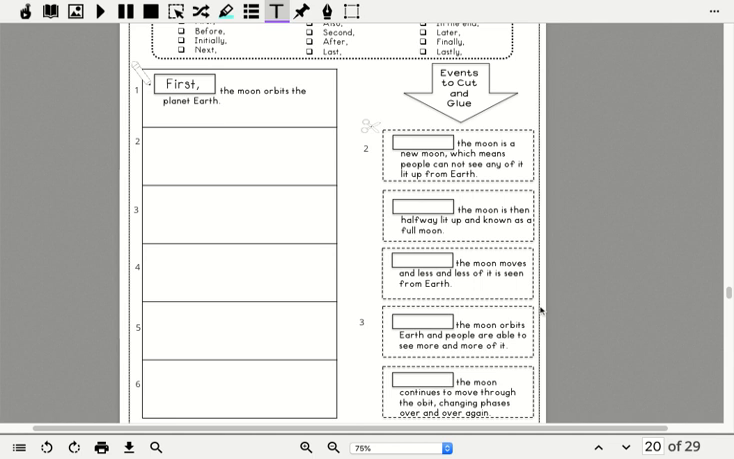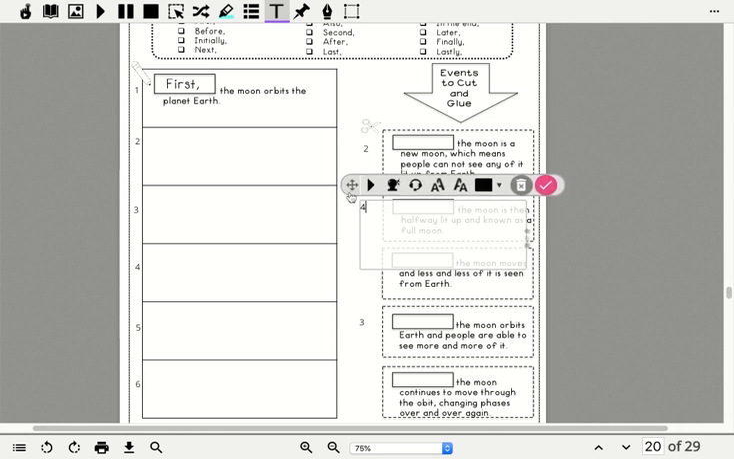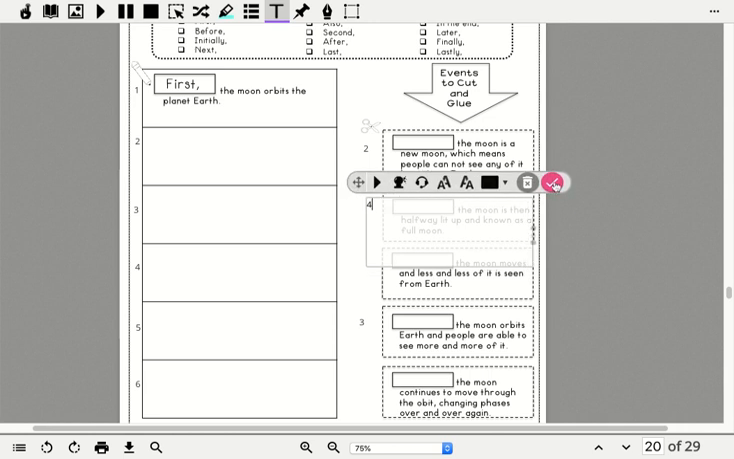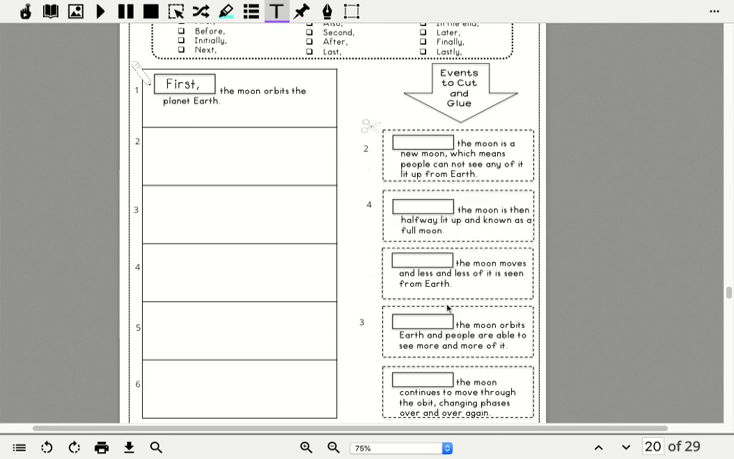Now, what happens after we see more and more of it? The next sentence says the moon moves halfway around the Earth. At this time, the moon is known as a full moon. So here's our keywords: halfway and full moon. So we did 2, we did 3, we are on 4. Okay, so that one's going to be number 4. So we only have 2 left. So we're getting there.